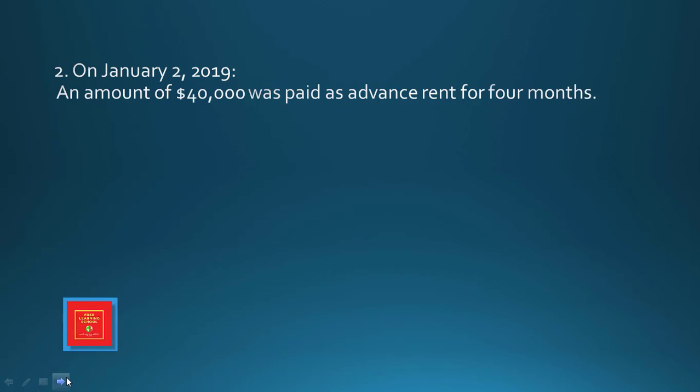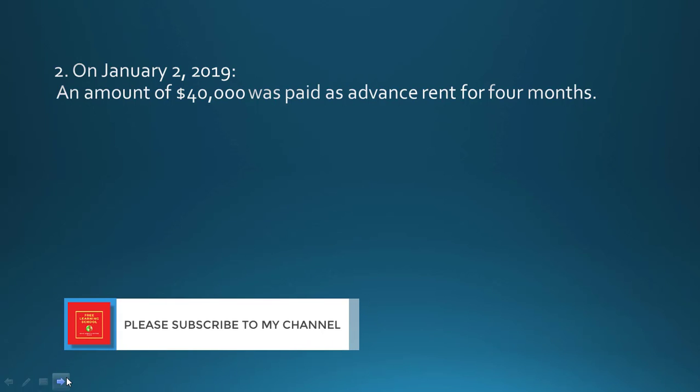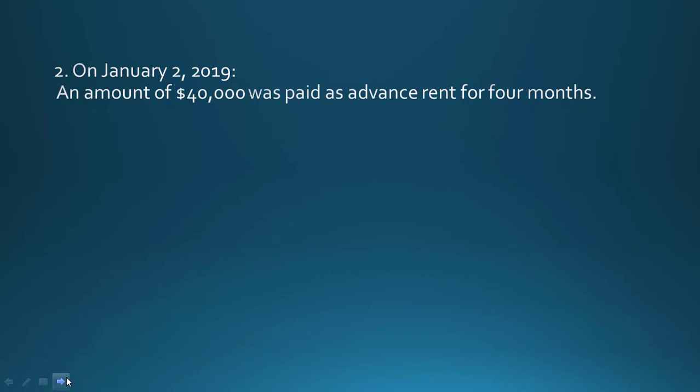On January 2, 2019, an amount of 40,000 was paid as advance rent for 4 months. So how should you analyze a transaction, whether you will record it or not, and if you record it, where. Here they paid 40,000 USD to the house owner as an advance rent. The thing to notice is it was an advance rent for 4 months. So this is not an expense. You are paying in advance, so you haven't consumed the rent. For example, you haven't utilized your house for a month.